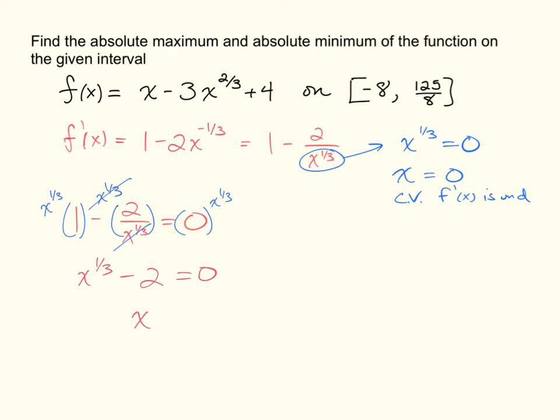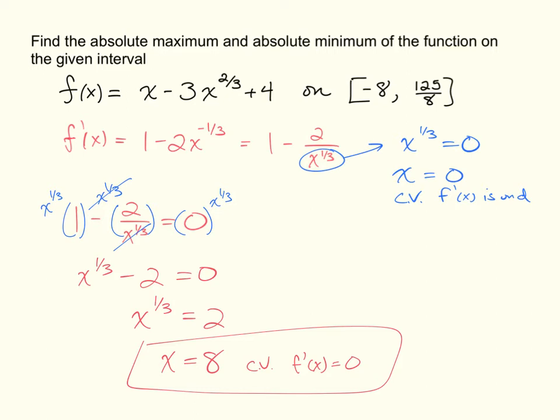When you add 2 to both sides, x to the 1/3 power equals 2. Cube both sides, x equals 8. So here is the other critical value where f prime of x equals 0. So we have a critical value here, and we have a critical value here. Both of these are in the given interval. Let's go on to the next step.